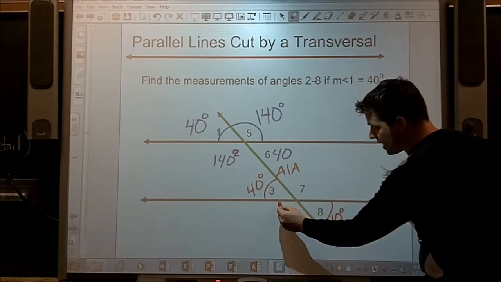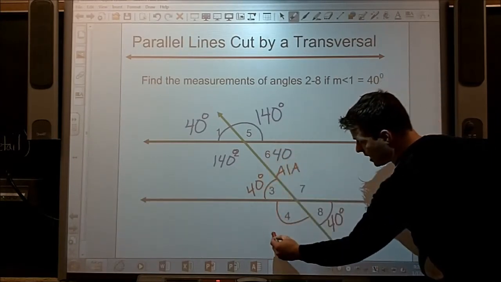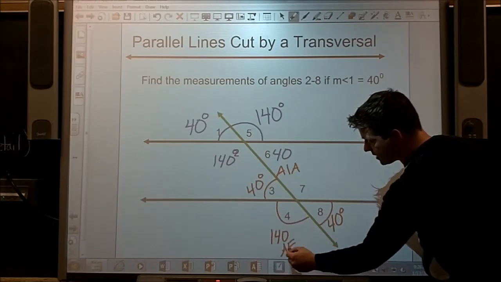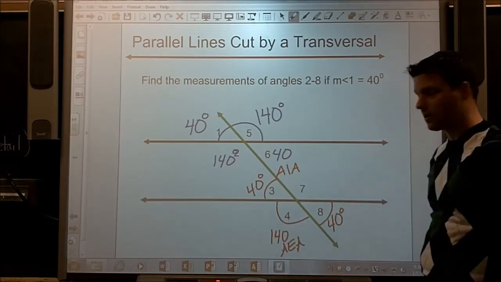Okay? Angle 5 is 140. That means angle 4 is going to be 140 because they're an alternate exterior pair of angles. Okay?